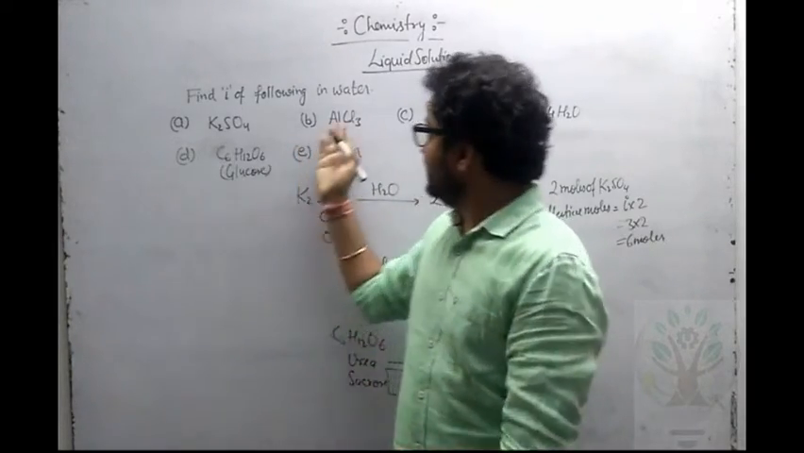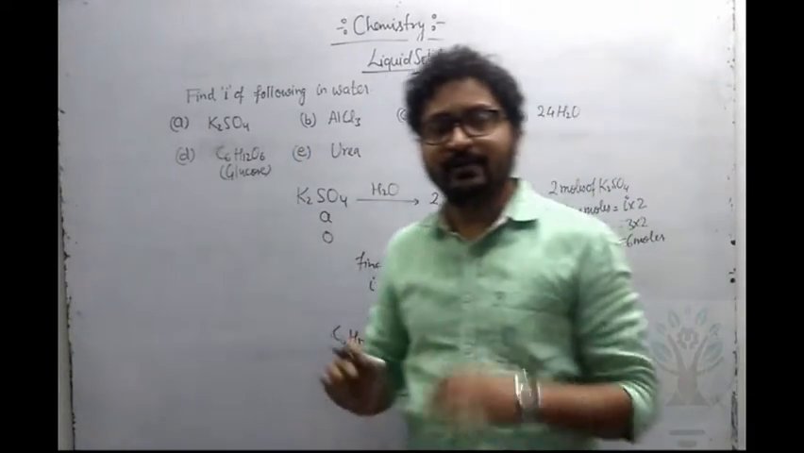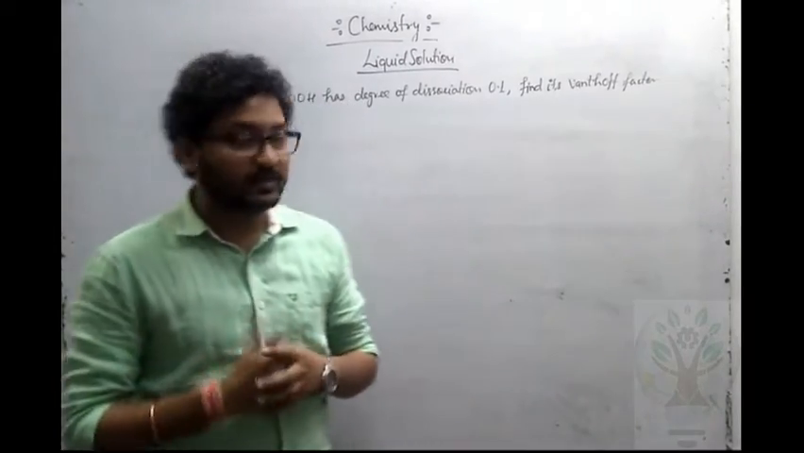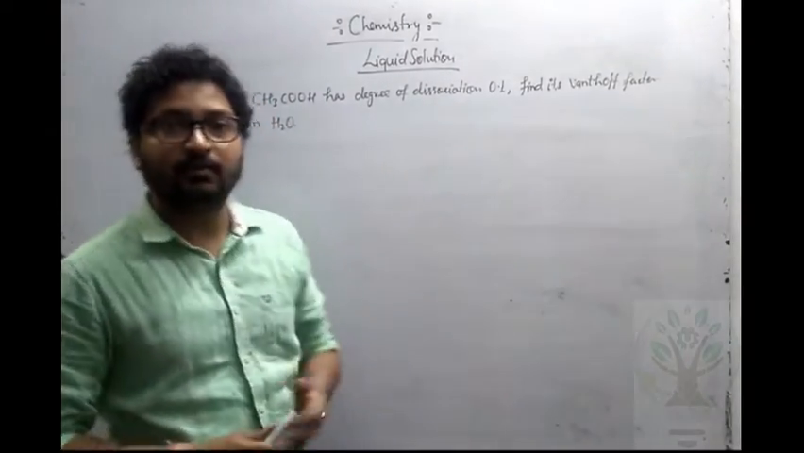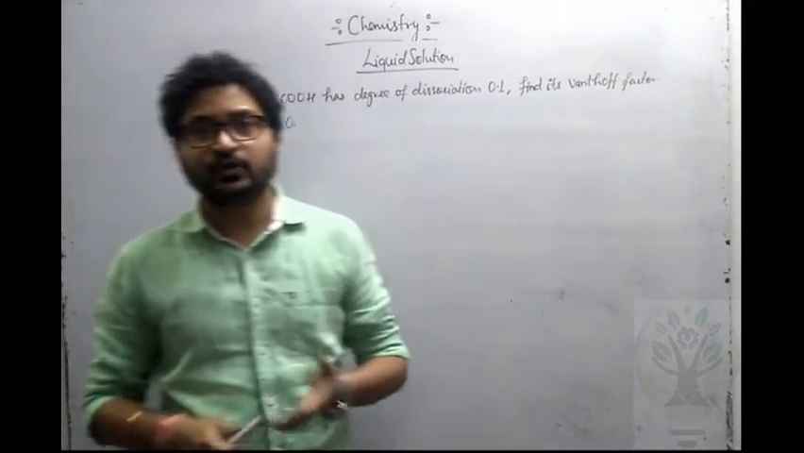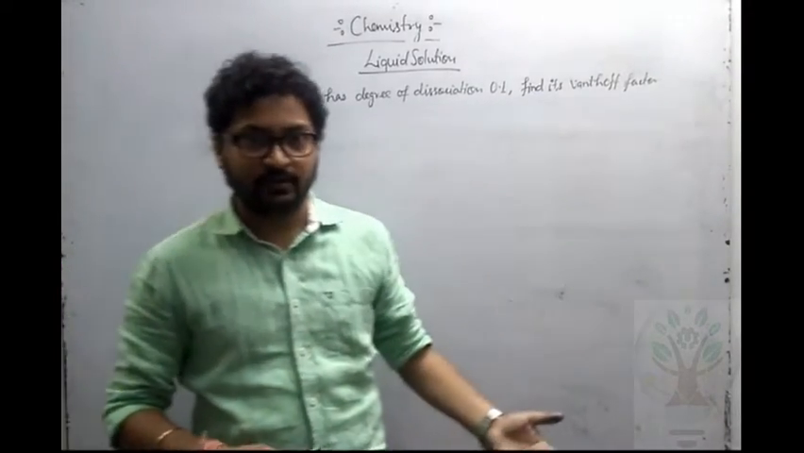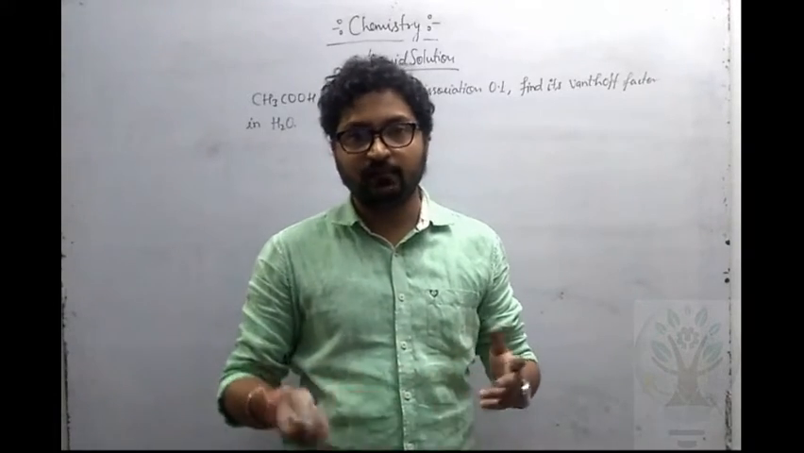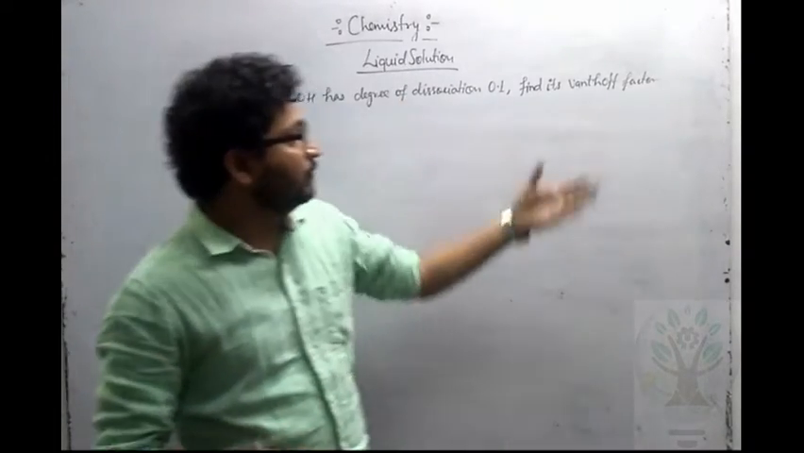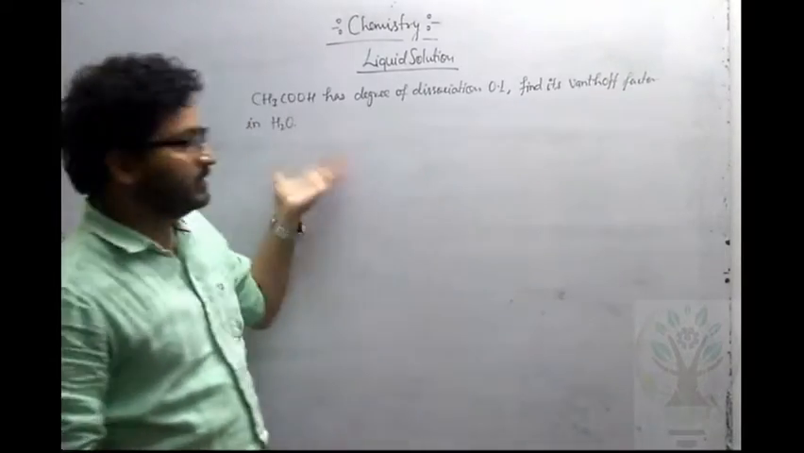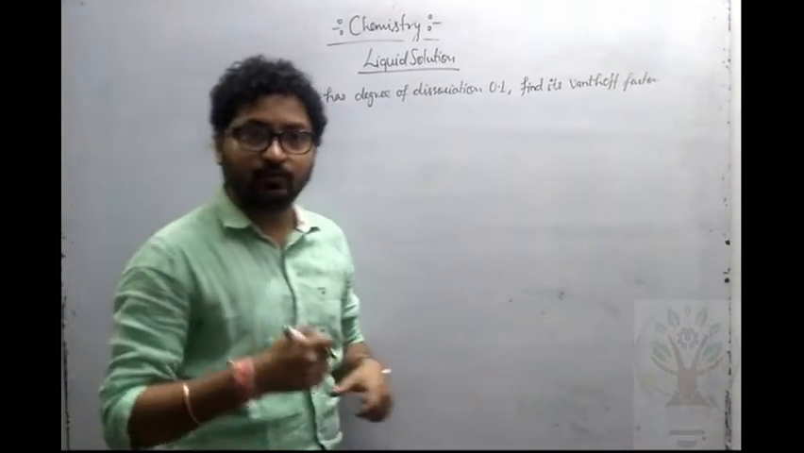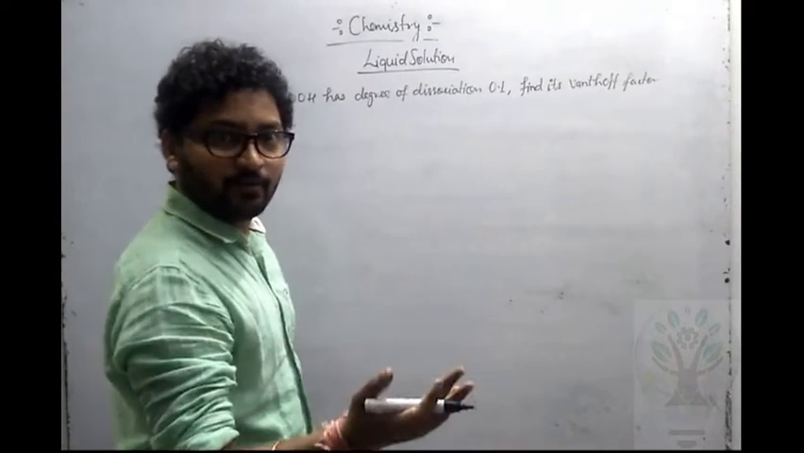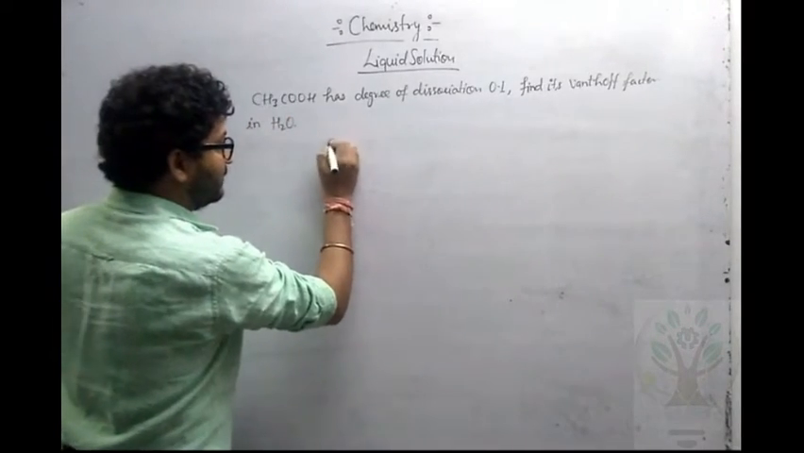That's why I'm solving it here only. Try these B and C parts on your own and write your answer in the comment section. Moving forward, the next question is: CH3COOH has degree of dissociation 0.1 in water. You have to find its van't Hoff factor. If you want to give it a try, pause the screen and try on your own. Let's see.